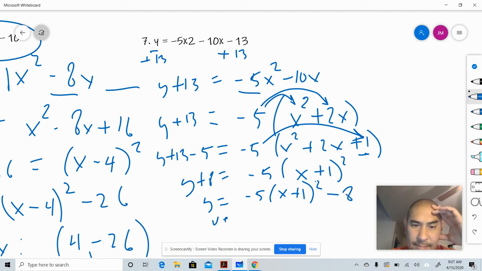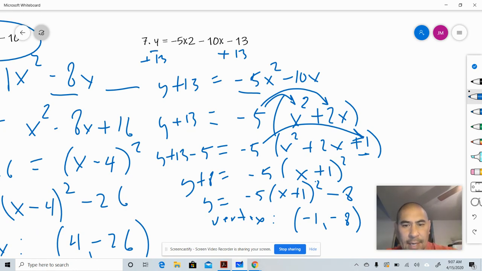And then my vertex is just going to be the HK value. So I'll have -1, -8. Hopefully that helps you out with your homework.